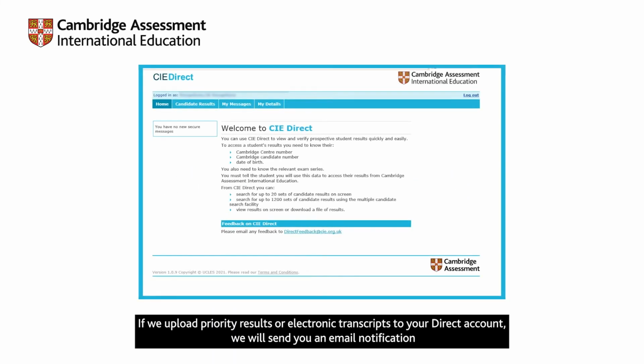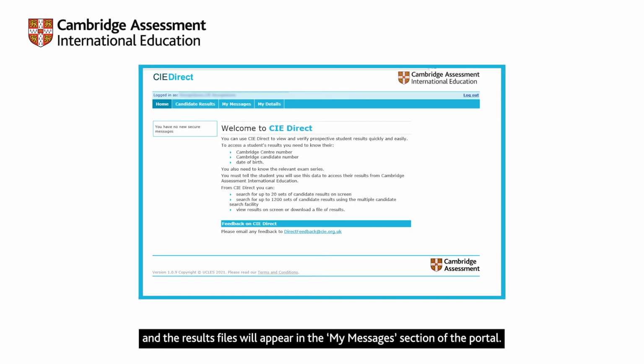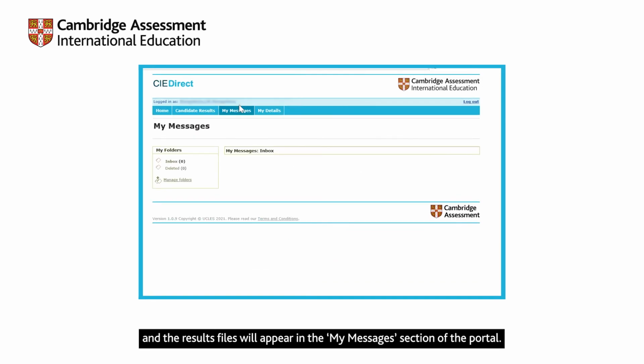If we upload priority results or electronic transcripts to your Direct account, we will send you an email notification and the results files will appear in the My Messages section of the portal.